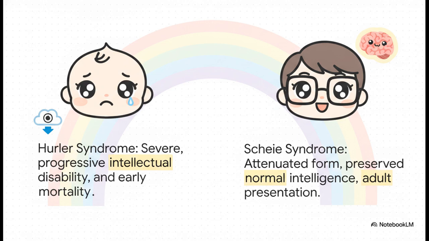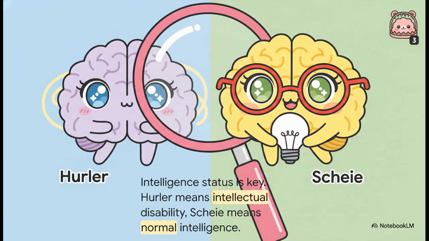On the attenuated end, we have Scheie syndrome. This presents much later, in the second decade or adulthood, featuring normal intelligence and much milder somatic findings. Which brings us to exam trap 3. Anchor heavily on this. It is the single most tested clinical differentiator, intelligence status. Hurler syndrome causes profound intellectual disability. Scheie syndrome features perfectly preserved normal intelligence. If an exam vignette specifies normal intelligence alongside coarse facies and corneal clouding, they're absolutely steering you towards Scheie syndrome.